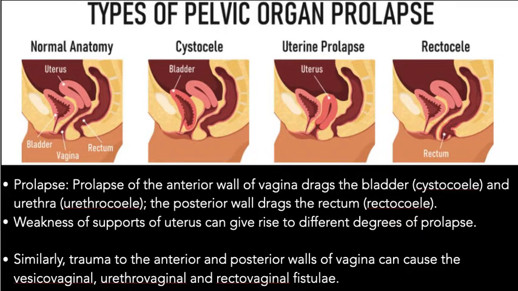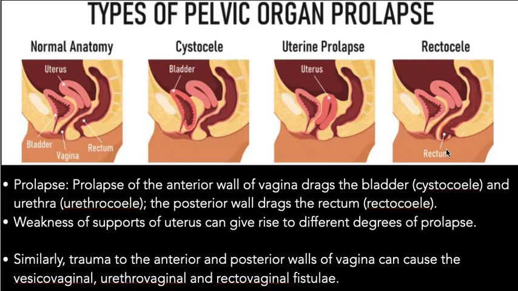Right. So we also have types of pelvic organ prolapse. What is a prolapse? Prolapse of the anterior wall of the vagina, right? So the vagina drags the bladder, cystocele, right? This is the bladder, this is the anterior wall of the vagina. So when it prolapses, it carries with it the bladder. Now this is called the cystocele, and the urethra along with it called the urethrocele. The posterior wall, right? The posterior wall drags the rectum along with it called the rectocele.